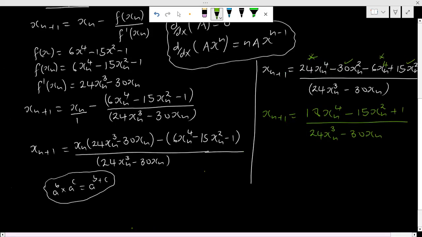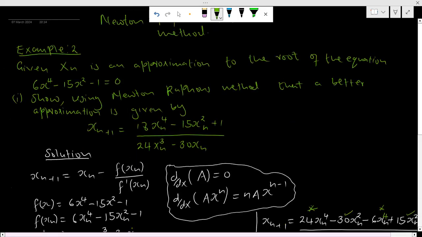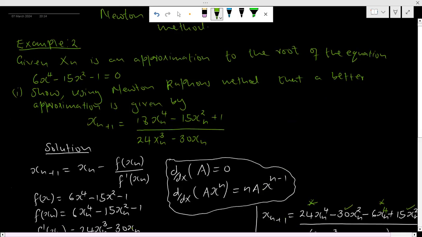If you can check very well, this is Roman 1. Show that using the Newton-Raphson method, a better approximation is given by that. So let us look at Roman 2 of the same question.